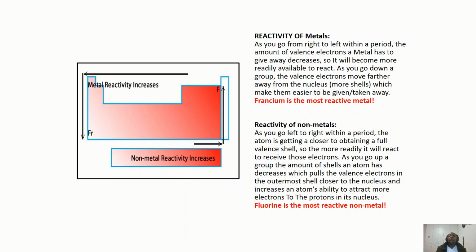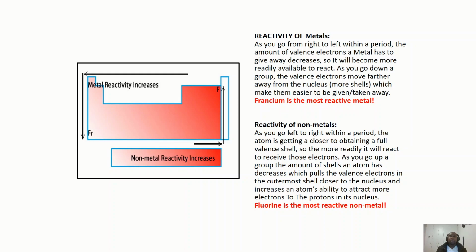So as you go down the group, the valence electron moves farther away from the nucleus. Remember, we've discussed that earlier, which makes it easier to be taken away. So when you're going down the group, the shells are increasing, which means the electrons in the outermost shell can easily be given away. That means francium, if you check your periodic table, will be the most reactive metal. So let's go to non-metals.